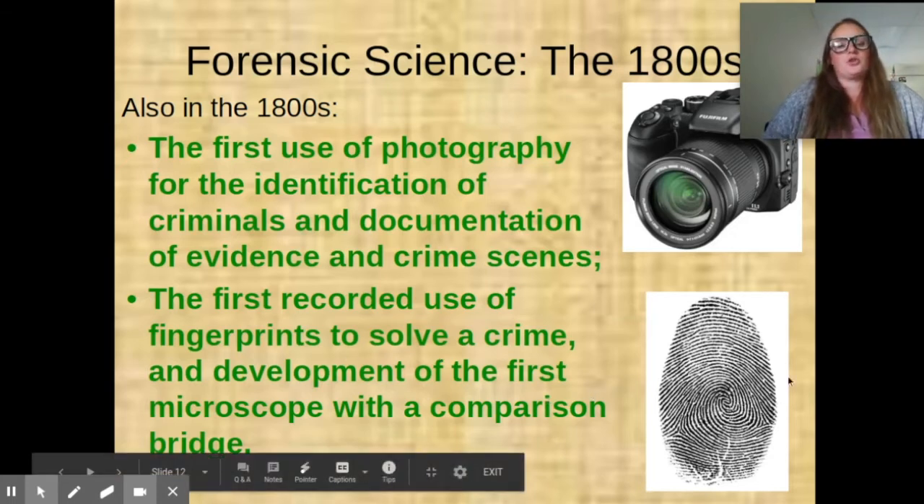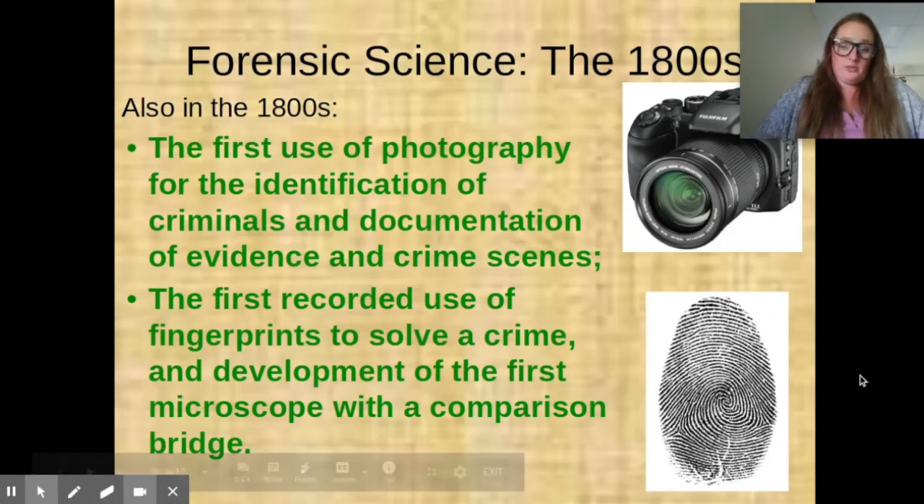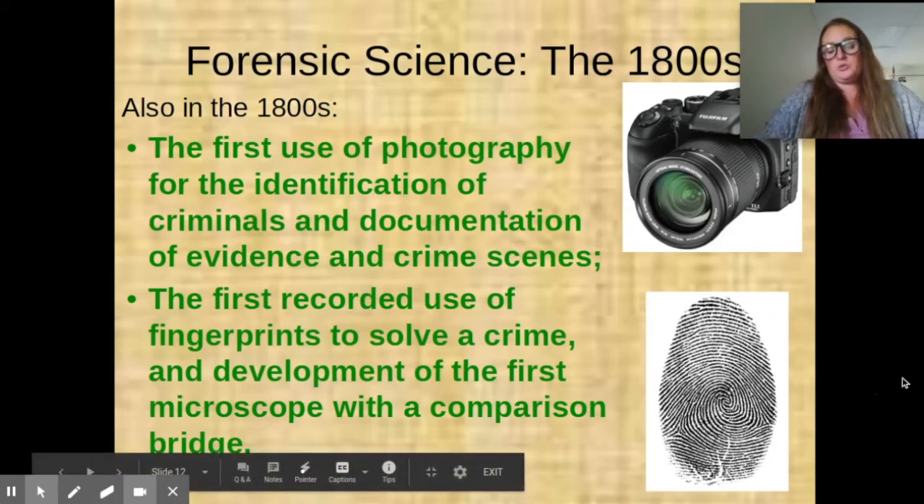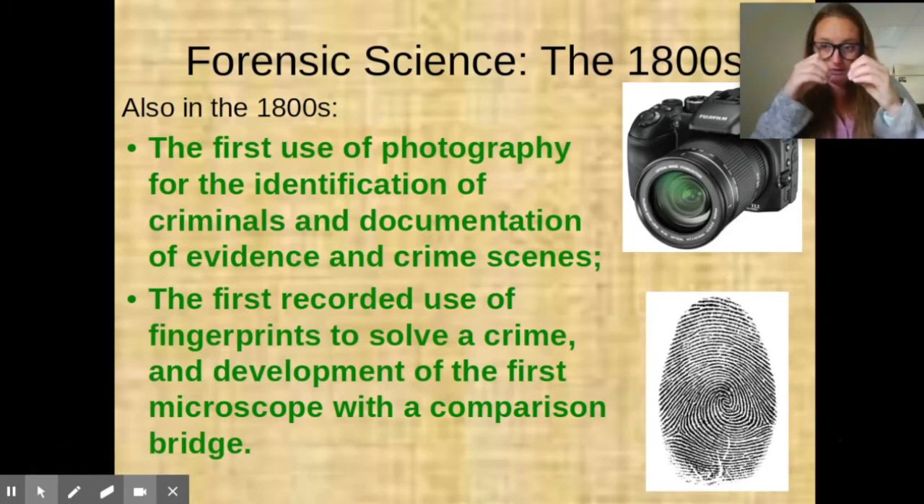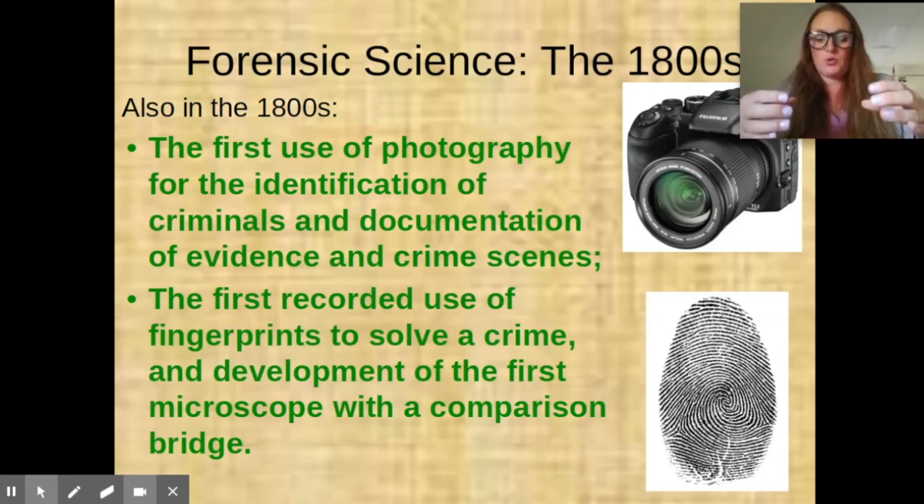The first recorded use of fingerprints to solve a crime and development of the first microscope with a comparison bridge were also in the 1800s. So a comparison bridge is basically where you would have a microscope where you have two eyepieces. So you're looking through two oculars, but your right eye is looking at one stage and your left eye is looking at another stage. So then you are able to compare two things right next to each other.